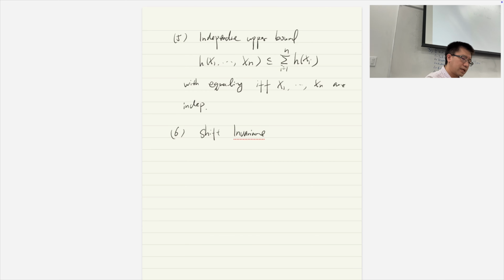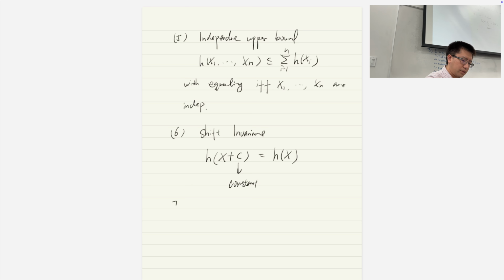Okay, so this basically means that if we compute the differential entropy of x plus c, where c is a constant, what do you think? Will the differential entropy change or not? No, it will not change, right? Yeah, because the distribution just shifts a little bit. So we don't change it, so this is kind of obvious.